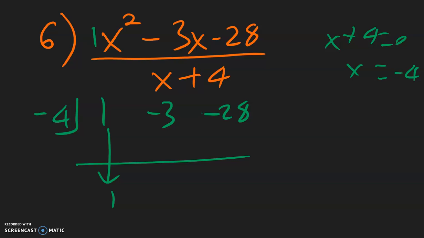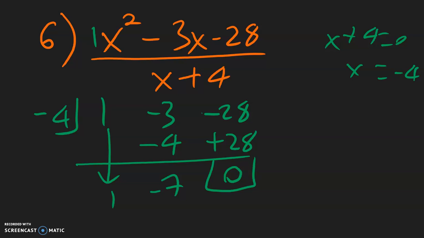Then copy this down. Negative 4 multiplied with 1 is negative 4. Negative 3 minus 4 is negative 7. Negative times negative is a positive, and we have a 28. So negative 28 plus 28 is going to be a 0. So here we have no remainder.